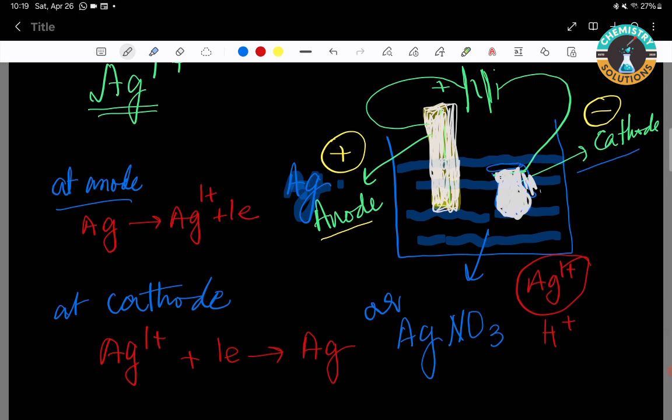The next part we will do shortly, after a few minutes. That is the hydrogen oxygen fuel cell. So in the second part we will do the hydrogen oxygen fuel cell.